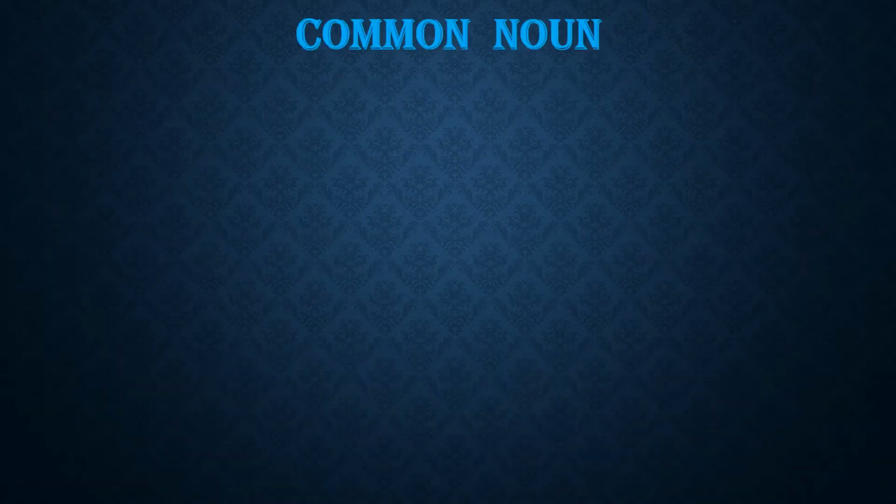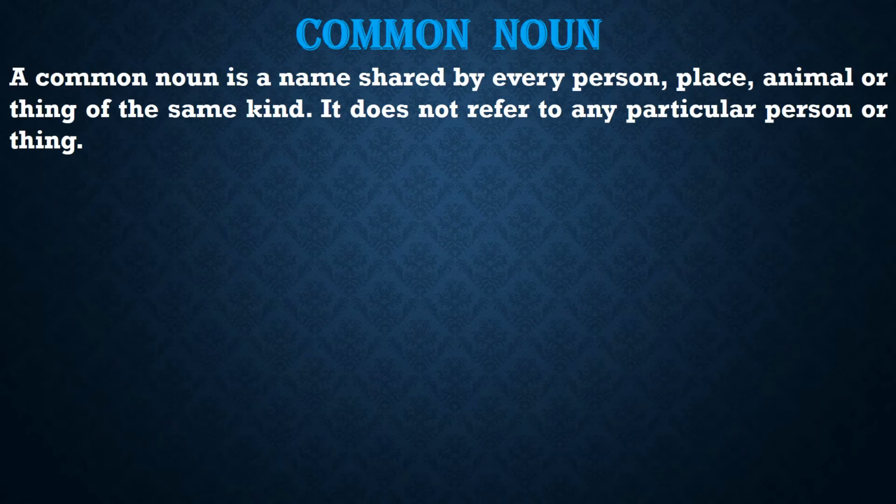After proper noun, we will learn about the common noun. So what is a common noun? A common noun is a name shared by every person, place, animal, or thing of the same kind. Okay, the kind should be the same. For example, if we are saying a girl, every girl is called a girl, which means the kind should be the same. So it is a name shared by every person, place, animal, or thing of the same kind, and it does not refer to any particular person or thing.